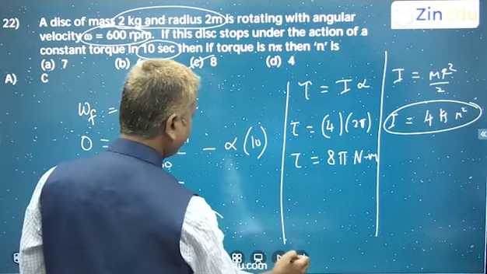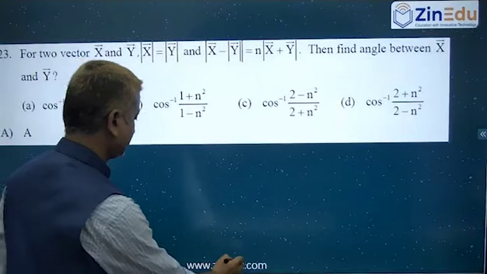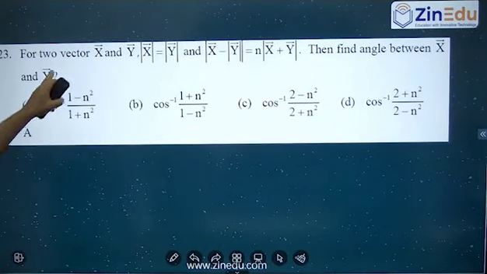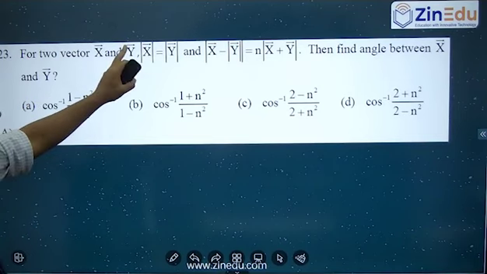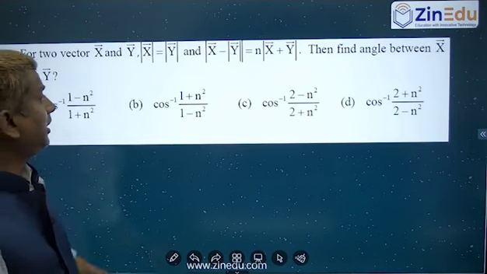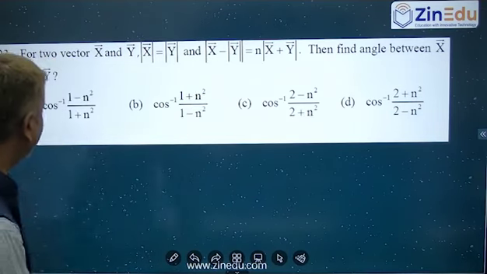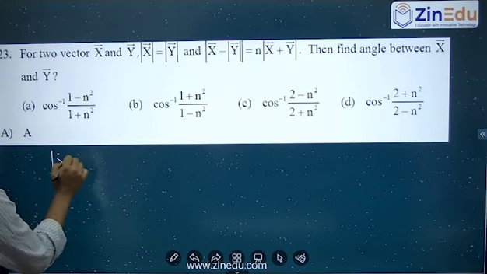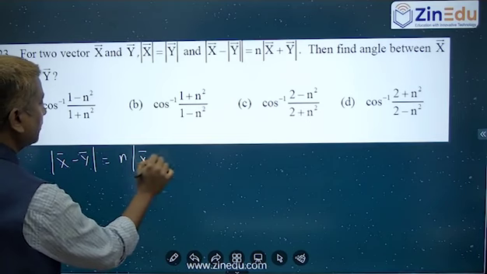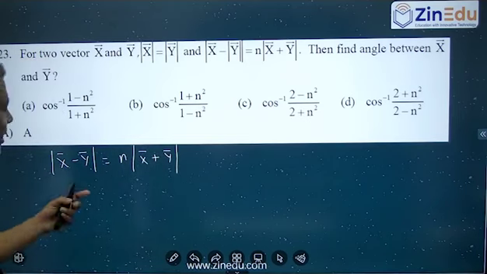Next. Well, proceed to the next question. So again you are getting a question on vectors. For two vectors x bar and y bar, modulus of x bar is equal to modulus of y bar, and modulus of x bar minus y bar is equal to n times modulus of x bar plus y bar. Then what is the angle between x bar and y bar?